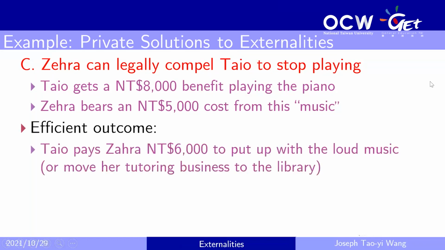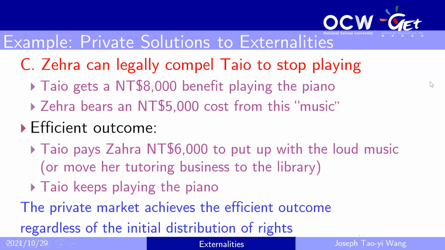How about Tao paying Zero $6,000 to put up with the loud music or move her tutoring business to the library? Will Zero accept this? Well, the cost of putting up with this music is $5,000. If Tao is going to pay Zero $6,000, Zero would accept it. And will Tao be willing to make this offer? Because the happiness for Tao to play the piano is $8,000, paying $6,000 for this to happen is something Tao is willing to do. So Tao keeps playing the piano.